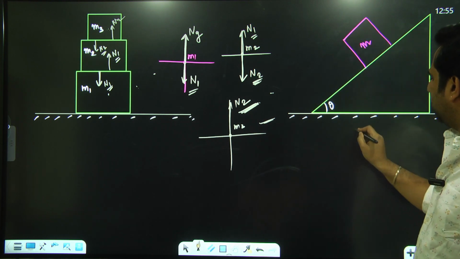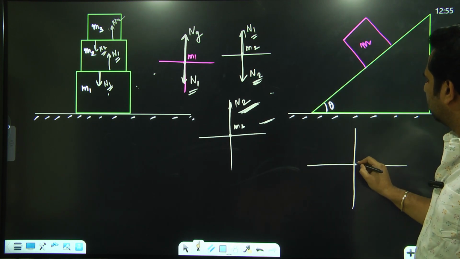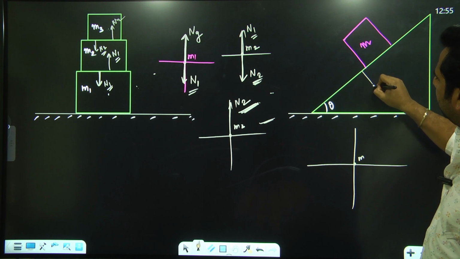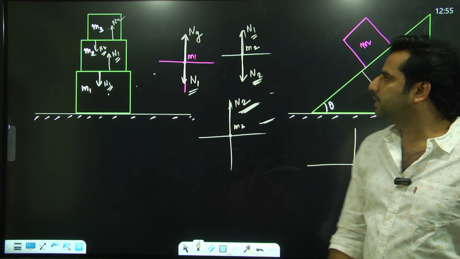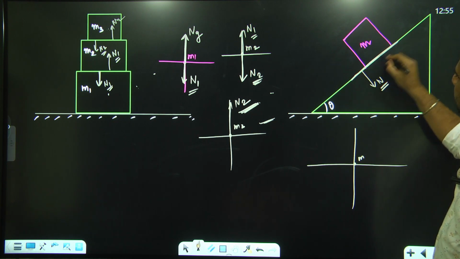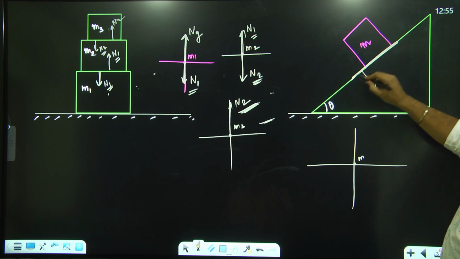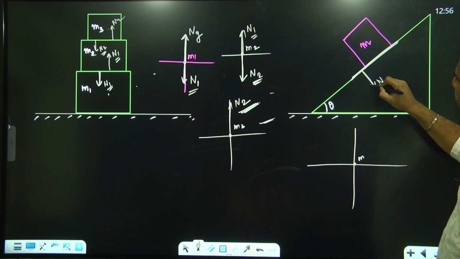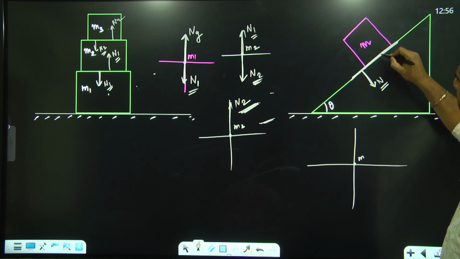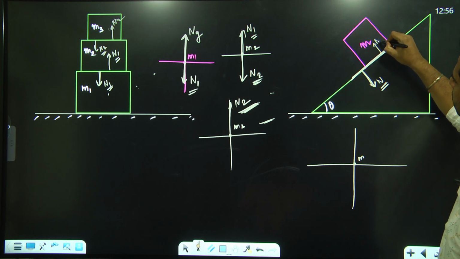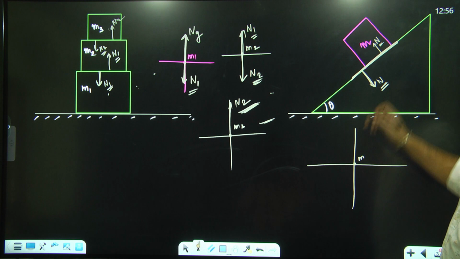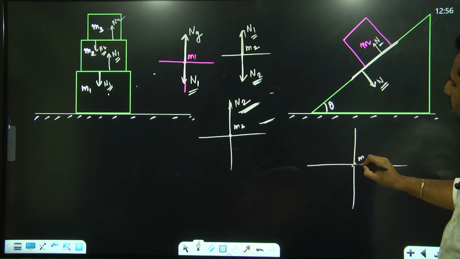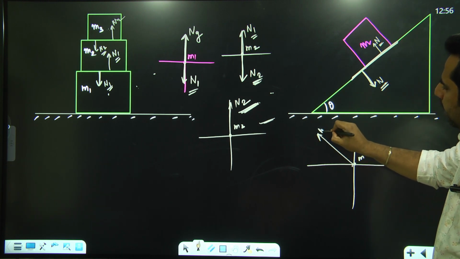If you take an inclined plane, the block is exerting normal force. As I said, normal force is perpendicular to two surfaces in contact. So this is the common surface in contact. The block M is exerting normal force perpendicular to it. This is normal action, and the inclined surface is exerting a force N in the direction of push on the block. So this is normal reaction. So on M, this is the normal force.